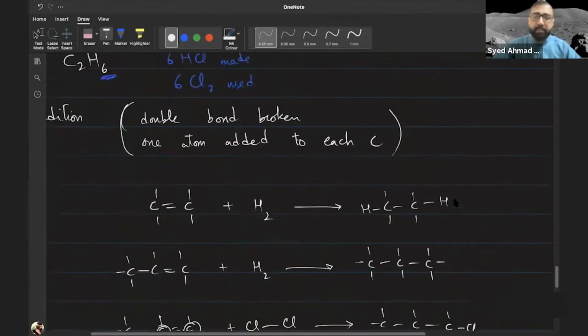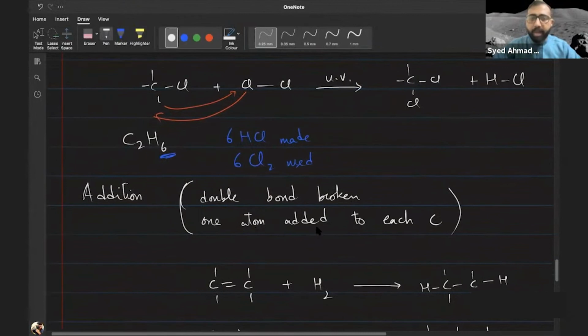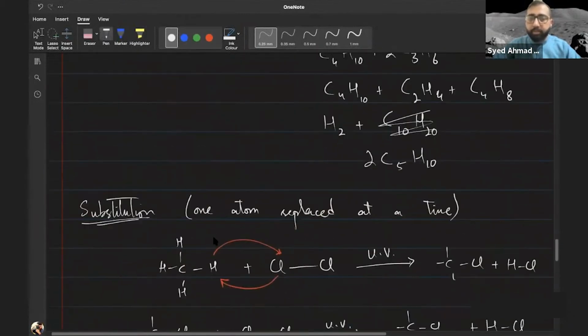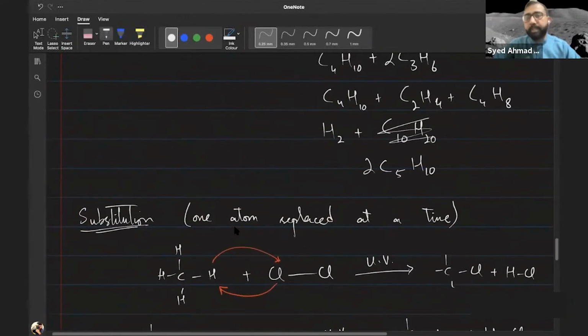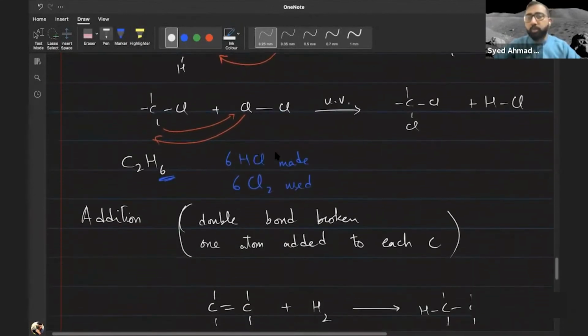So addition में आपने ज़हन में रखना है, double bond is broken, one atom added to each carbon. Substitution में आपने ये ज़हन में रखना है, one atom replaced at a time. कोई भी हाइड्रोजन है, एक टाइम पे एक ही रिप्लेस होगा. तो जितने हाइड्रोजन उतने टोटल HCl बनेंगे, उतने टोटल क्लोरीन मॉलिक्यूल्स यूज्ड होंगे.